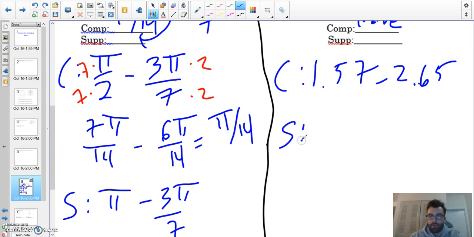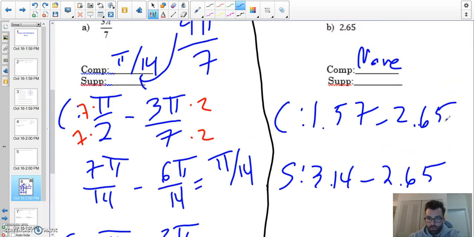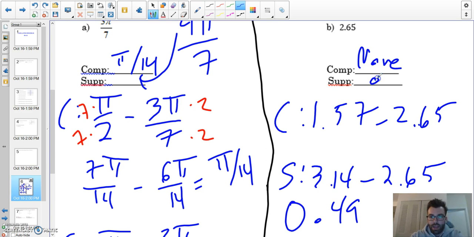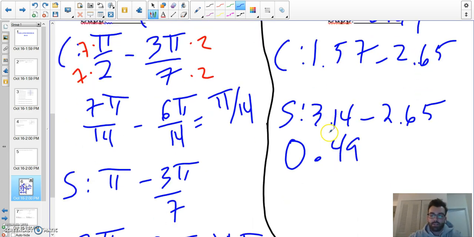The supplement is pi, which is 3.14, minus 2.65. If I subtract those, I get 0.49. So again, if my original starts in decimal, my answer should be in decimal form as well.